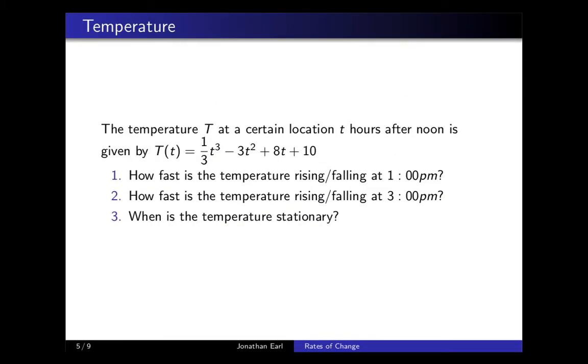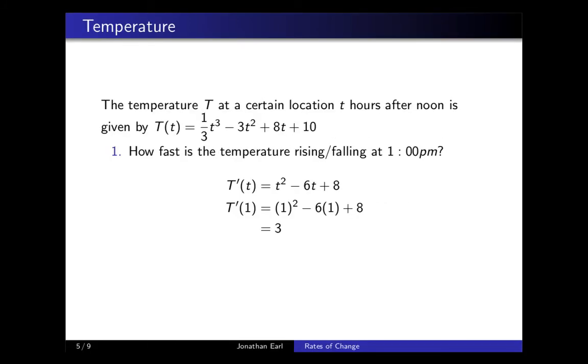Okay, so then we could go and look at a temperature function, and we could ask, in this case, how fast is the temperature rising or falling? So how fast is the temperature changing at various points? Here our temperature is given by 1/3 t cubed minus 3t squared plus 8t plus 10, and t is being measured in hours after noon. The first question is how fast is the temperature rising or falling at 1 p.m., so at t equals 1.